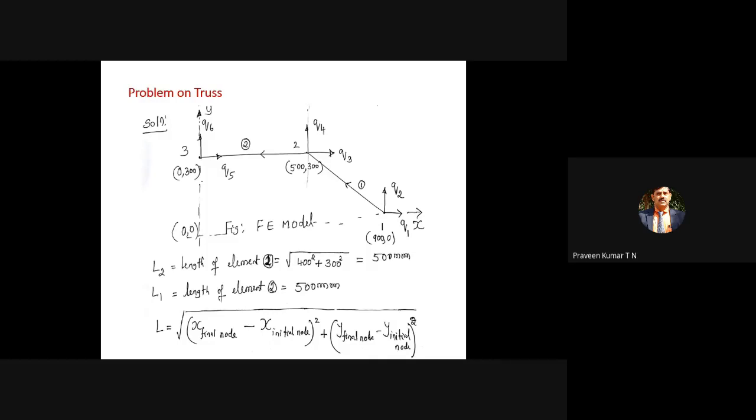As per this problem, Q1 is equal to 0, Q2 is equal to 0, Q5 is equal to 0, Q6 is equal to 0. Then you have to find out the displacement of node 2. So it is only the linear displacements Q3 and Q4.